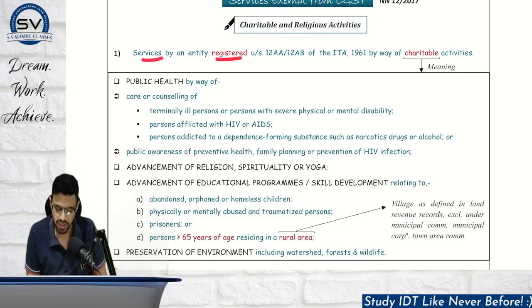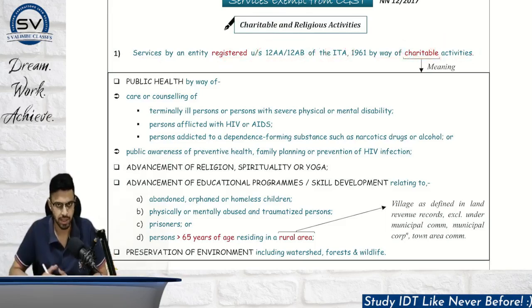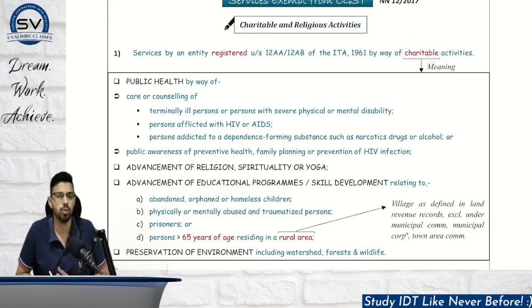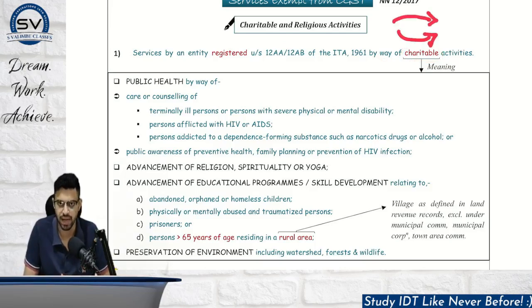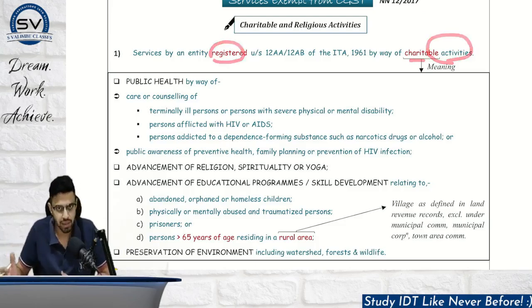Services by an entity registered under 12AA or 12AB of the Income Tax Act by way of charitable activities. These are the registered charitable entities. These are the sections of the Income Tax Act. Also, one important point to be noted: whenever we talk about services, always pay attention whether we are talking about outward services or inward services, that is, if they are providing or they are being provided with. So this is the entity which is providing charitable activities. On charitable activities, there is no GST.